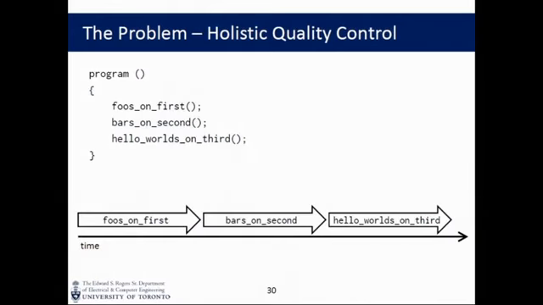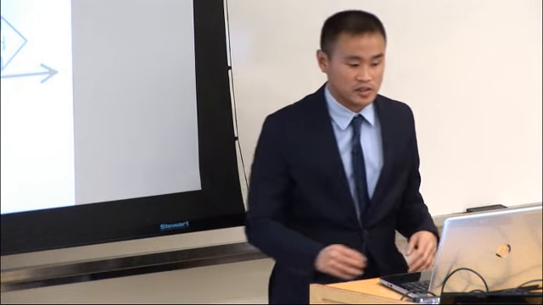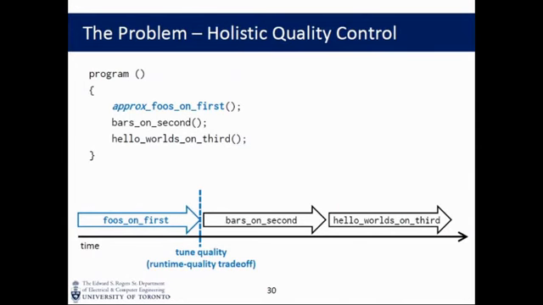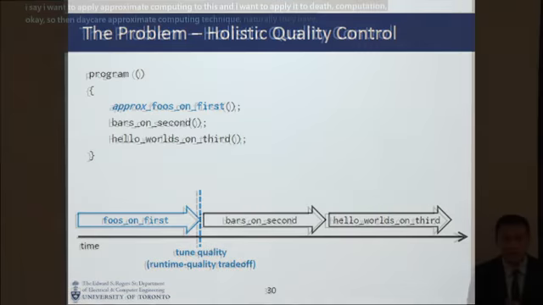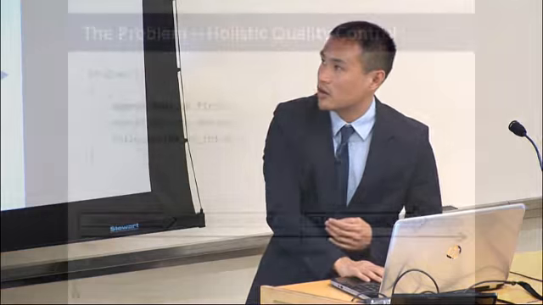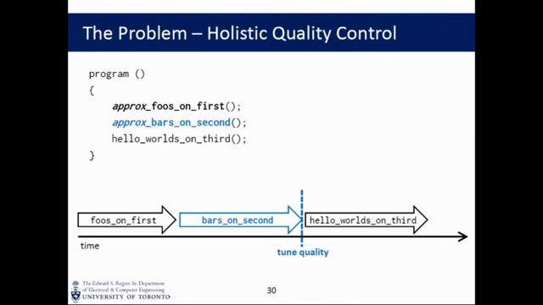Say we have our example application. We have three computations on it, and we have to run the three computations in sequential order. Say I wanted to apply approximate computing to the first computation. Then you take an approximate computing technique, and naturally they have some runtime-quality trade-off. So let me tune the quality to some level that I want and save myself the runtime, like that. And say, let me do the same thing for the second computation. I want to approximate that as well. Let me tune the quality and save ourselves runtime there too.